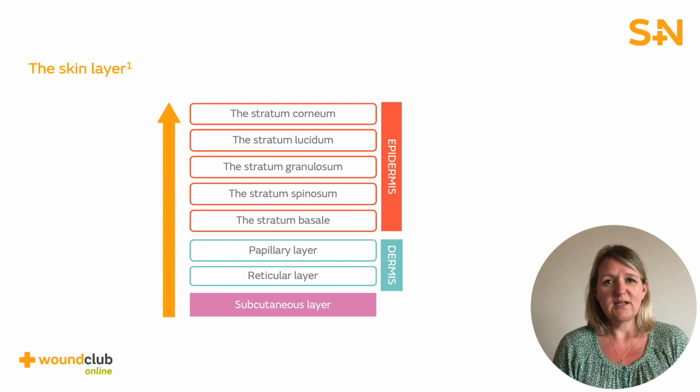The cells contain keratin, a protein which helps protect the skin and underlying tissues from microorganisms, chemicals and heat. The cells undergo mitosis in the stratum basale and migrate upwards through each level until they are shed at the stratum corneum. This process takes place over a 28-day cycle.